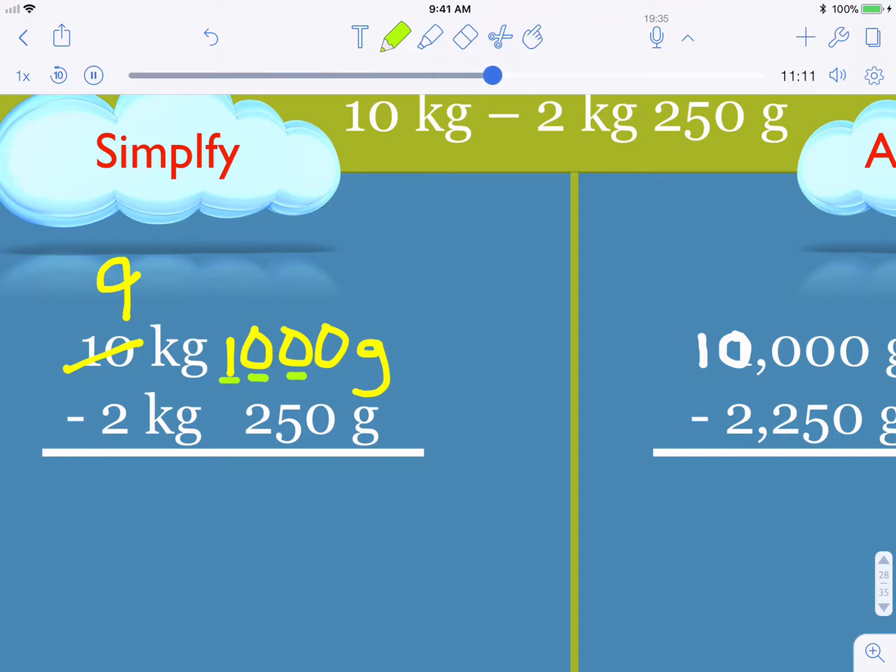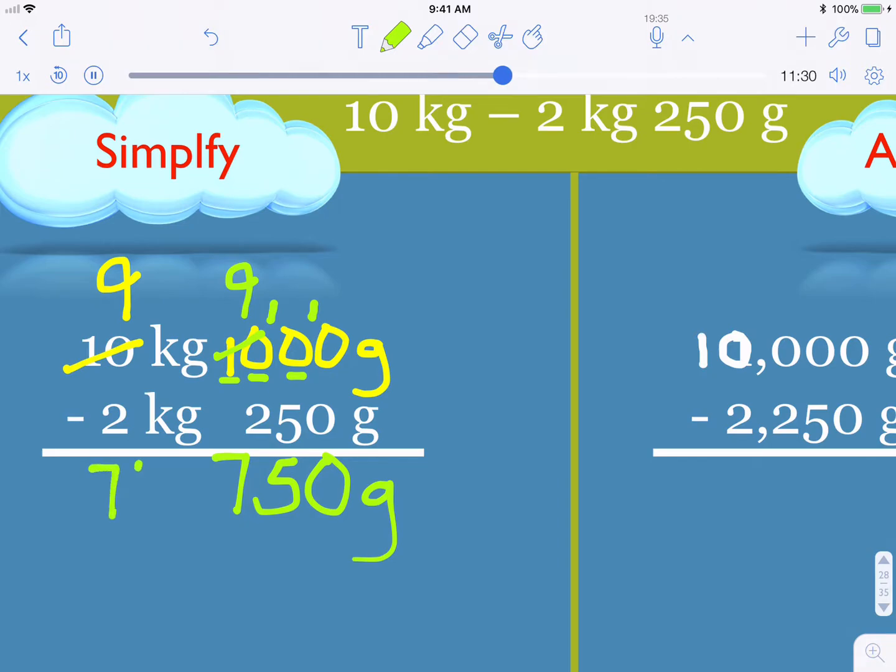And remember what do I do with the one I just took? I put it next to its neighbor. 10 minus 5 is 5. 9 minus 2 is 7. So I have 750 grams. 9 minus 2 is 7. I have 7 kilograms. Now let's solve this problem to the right.